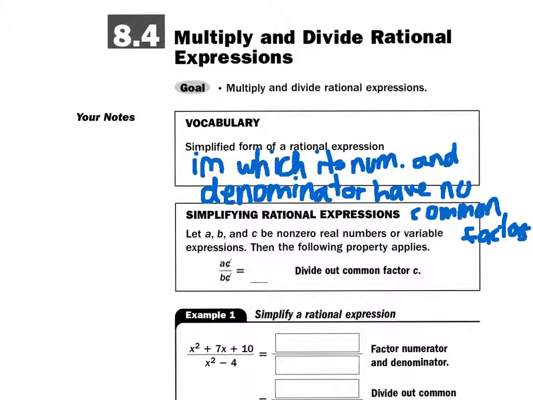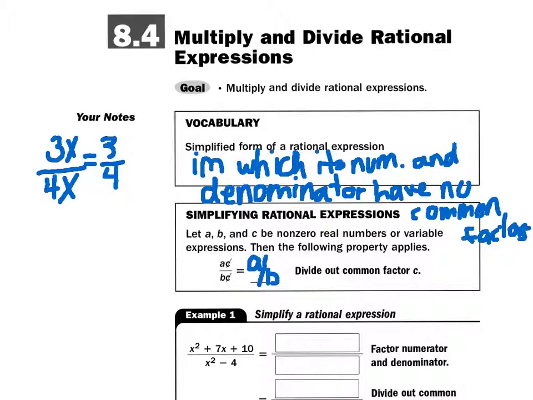So, how do we simplify a rational expression? What we can do is we just divide out the common factors. So over here, let's write some examples. If we have 3x over 4x, we can mark out the x part, and that will reduce to 3 over 4.